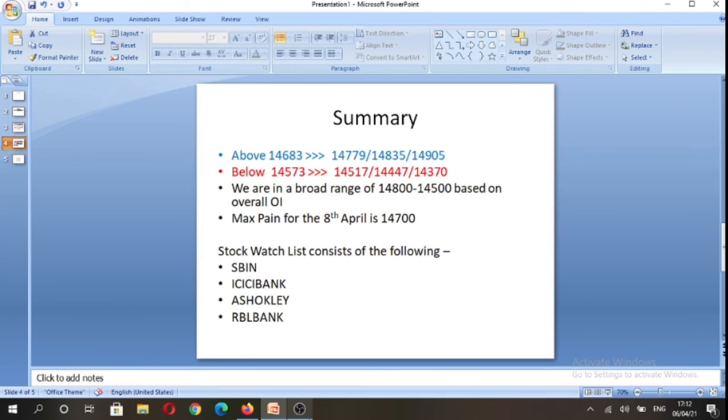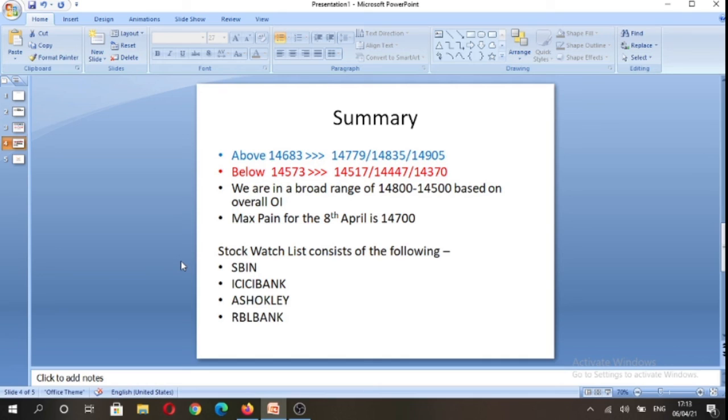Before ending this video, I'd like to summarize that tomorrow above 14,683 we can trade towards 14,779 levels, and above 14,779 level we would have inside candle breaking to the upside as it is today's highs. So above today's highs, it can potentially trade towards 14,905 levels, and below today's low 14,573, it can trade towards 14,517 and potentially 14,447 levels.